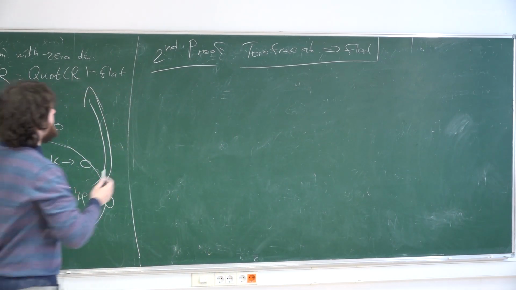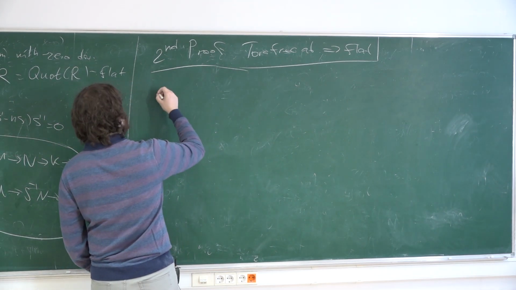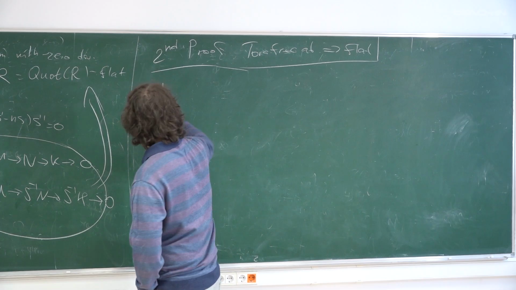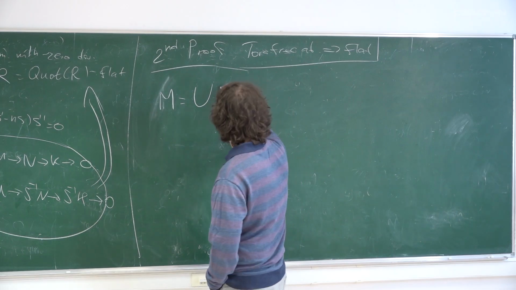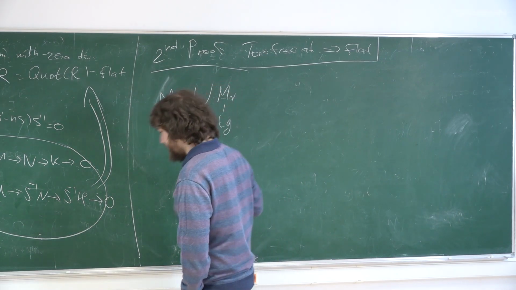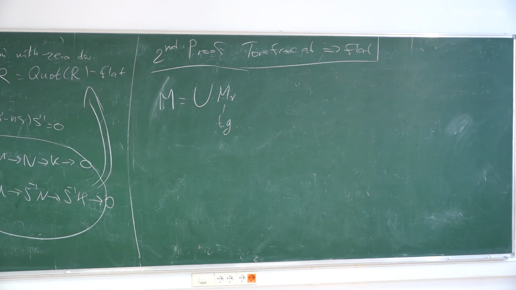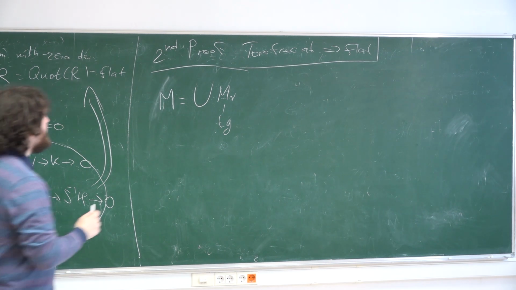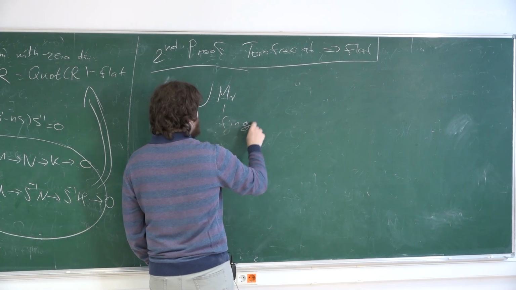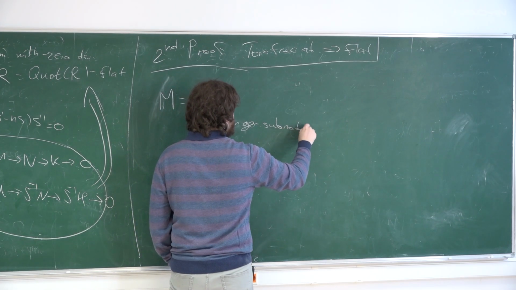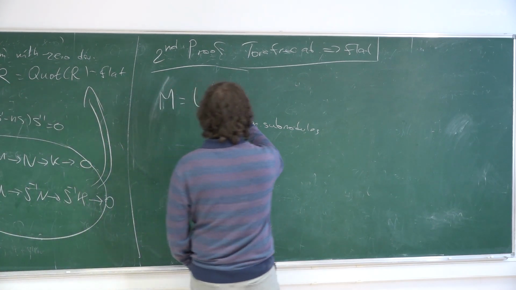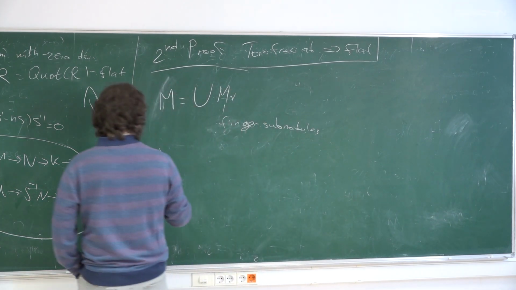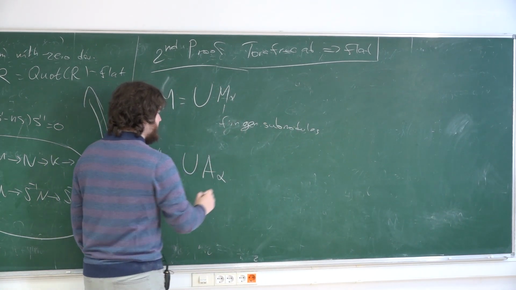If you consider any abelian group, or any module over any ring, it is the union of finitely generated submodules. Do you agree? Yes, because any element is contained in the submodule generated by itself. So any abelian group is a union of finitely generated abelian groups.